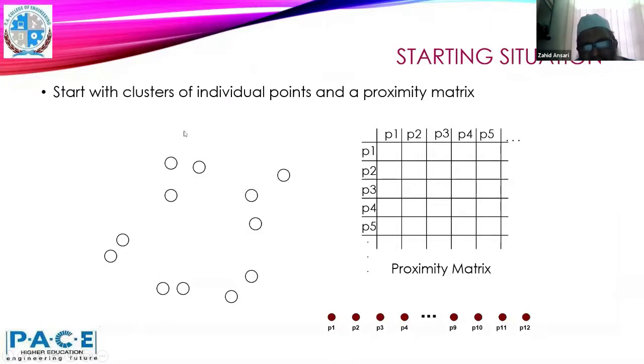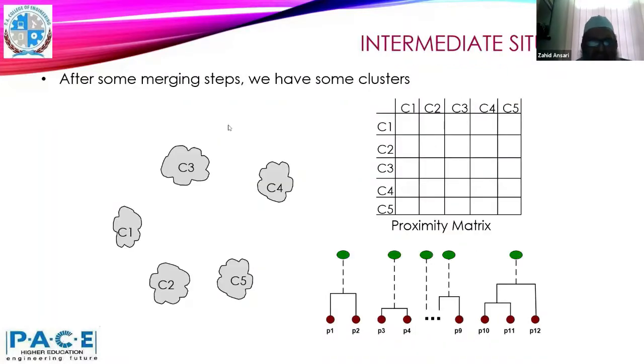Initially, let's say we have 12 objects, so it is a 12 by 12 matrix. Now, as we go, we keep clustering the objects depending on their dissimilarities. Let's say at some stage we reach 5 clusters. So we have to update our dissimilarity matrix also. For each cluster we have one row and column, so now our matrix is 5 by 5.